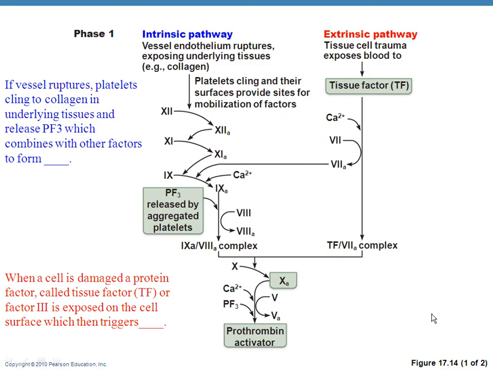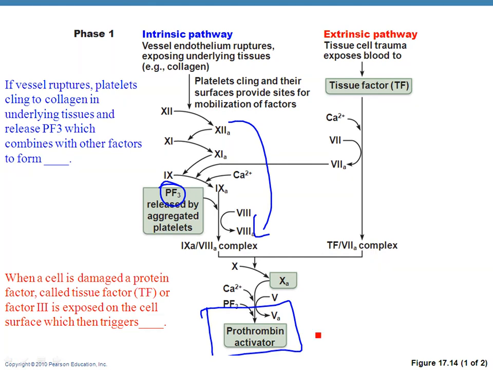So back to this picture again, and I just gave you examples off to the side. So it says if a vessel ruptures, platelets cling to the collagen because it's negatively charged, right? In the underlying tissues, it'll release something called PF3, and they show you PF3 right here. There we go, PF3. PF3 is going to be released. All of these factors are going to be activated, and the end result is prothrombin activator being activated. Then we're going to have prothrombin turned into thrombin, eventually till we get to the fibrin mesh, right?